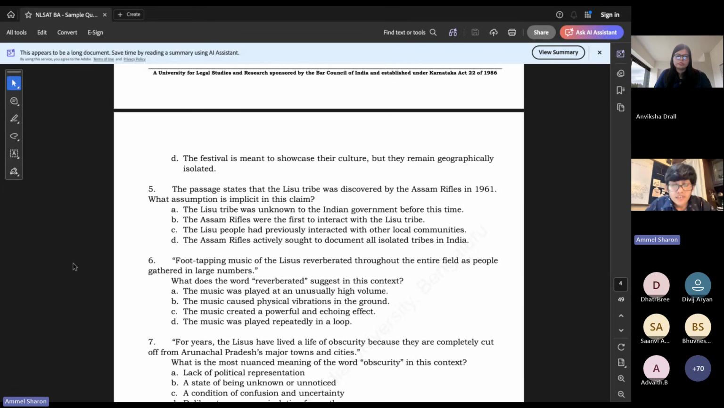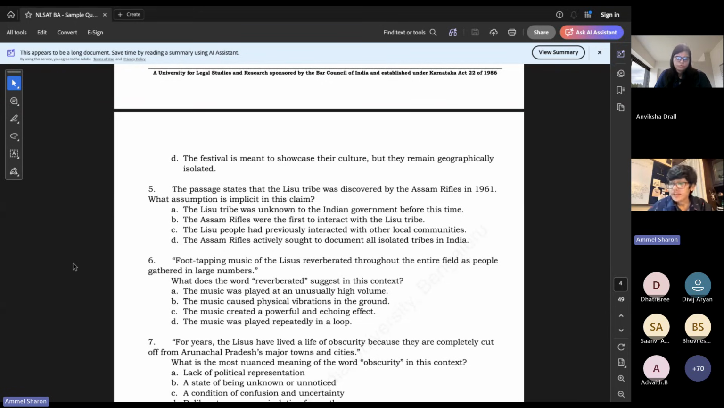Foot tapping music of the Lisus reverberated throughout the entire field as people gathered in large numbers. What does the word reverberated suggest in this context? A, music was played at an unusually high volume. Does reverberation give us a sense of high volume? Not really. B, the music caused physical vibrations in the ground. Does reverberated necessarily mean physical vibrations? Not really. It comes close, but that's not quite accurate.